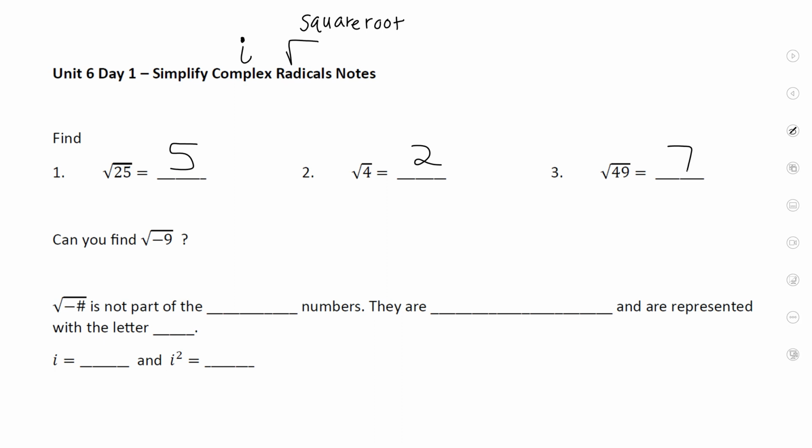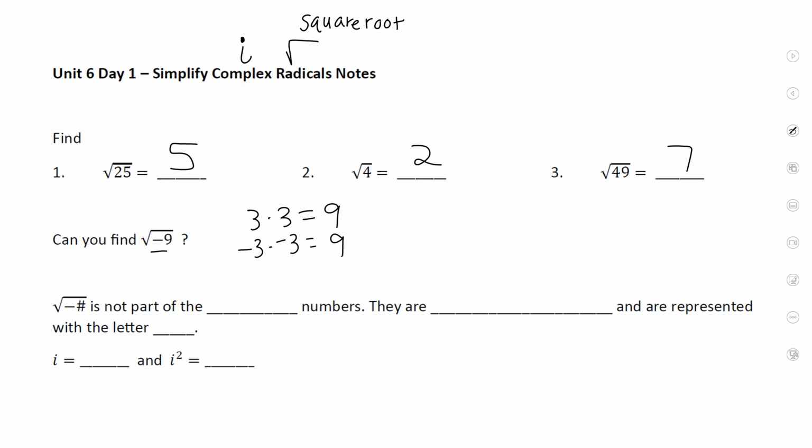Now, can you find the square root of negative 9? Meaning, what number multiplied by itself will give you negative 9? Nothing. Okay, let's try it out. 3 times 3 is 9, correct? Not negative 9. Negative 3 times negative 3 is what? 9. Not negative 9, right? So there is no number multiplied by itself that will give you negative 9.